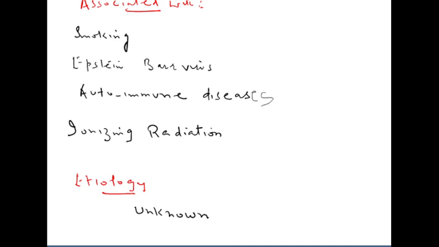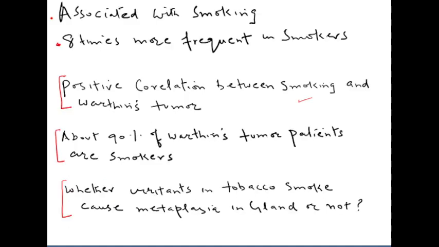The etiology is unknown, but risk factors are smoking, Epstein-Barr virus, autoimmune diseases, and radiation. Warthin's tumor is associated with smoking. Many studies indicate that it is 8 times more frequent in smokers. About 90% of Warthin's tumor patients are smokers in many studies. So, there is a positive correlation between smoking and Warthin's tumor. But the question remains whether irritants in tobacco smoke cause metaplasia in the gland or not.